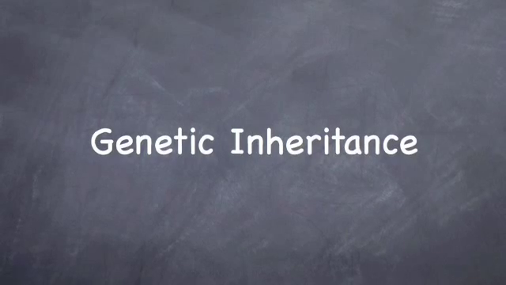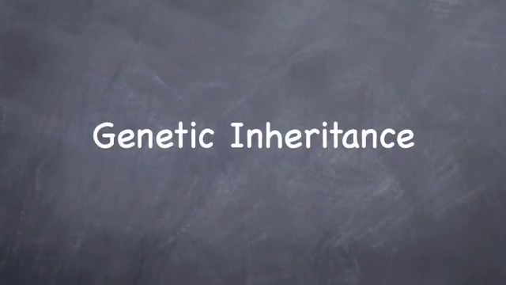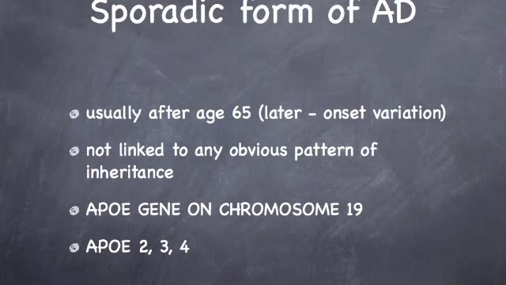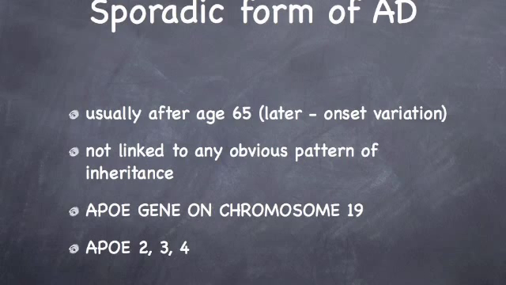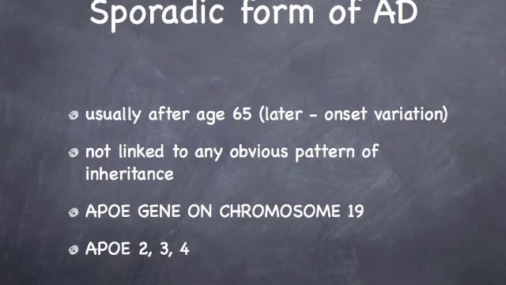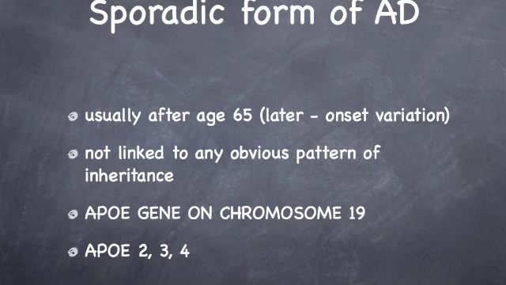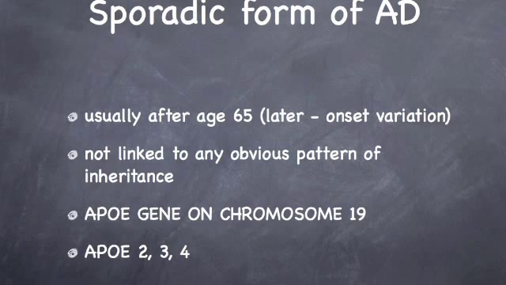Now let's talk about genetic inheritance. Due to the fact that Alzheimer's is a genetic disorder, it is passed on through genes. The sporadic form of AD is surprisingly not linked to any obvious pattern of inheritance. However, researchers have found that there is an associated risk with the APOE gene on chromosome 19. There are three known forms or alleles of the gene called apolipoprotein E, APOE, that influence the risk of late onset AD: APOE 2, 3, and 4.